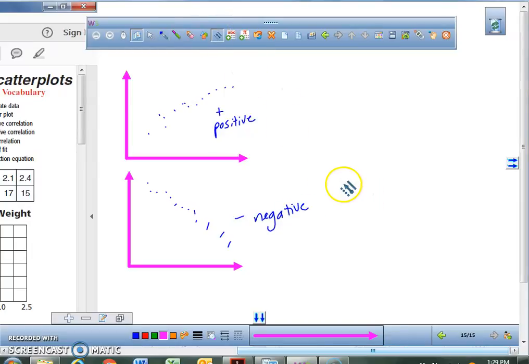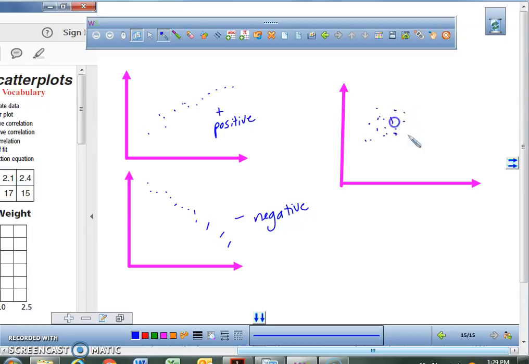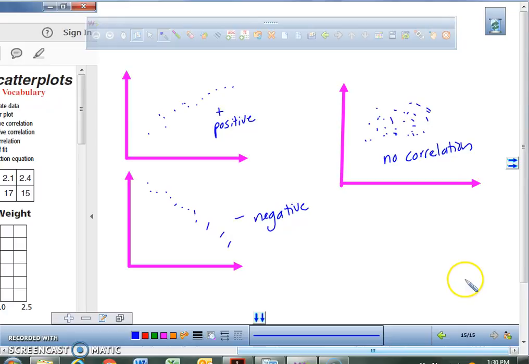All right. Then we have the one that looks like a shotgun blast. Yeah, it just looks like a shot. Like, I'm not sure if the trend's going up. I'm not sure if the trend's going down. It looks like somebody just got hit with a shotgun. Well, not the shotgun, but the pellets of it. So that would be like no correlation, right? No trend. Things aren't going up. They're not going down. There's no correlation.